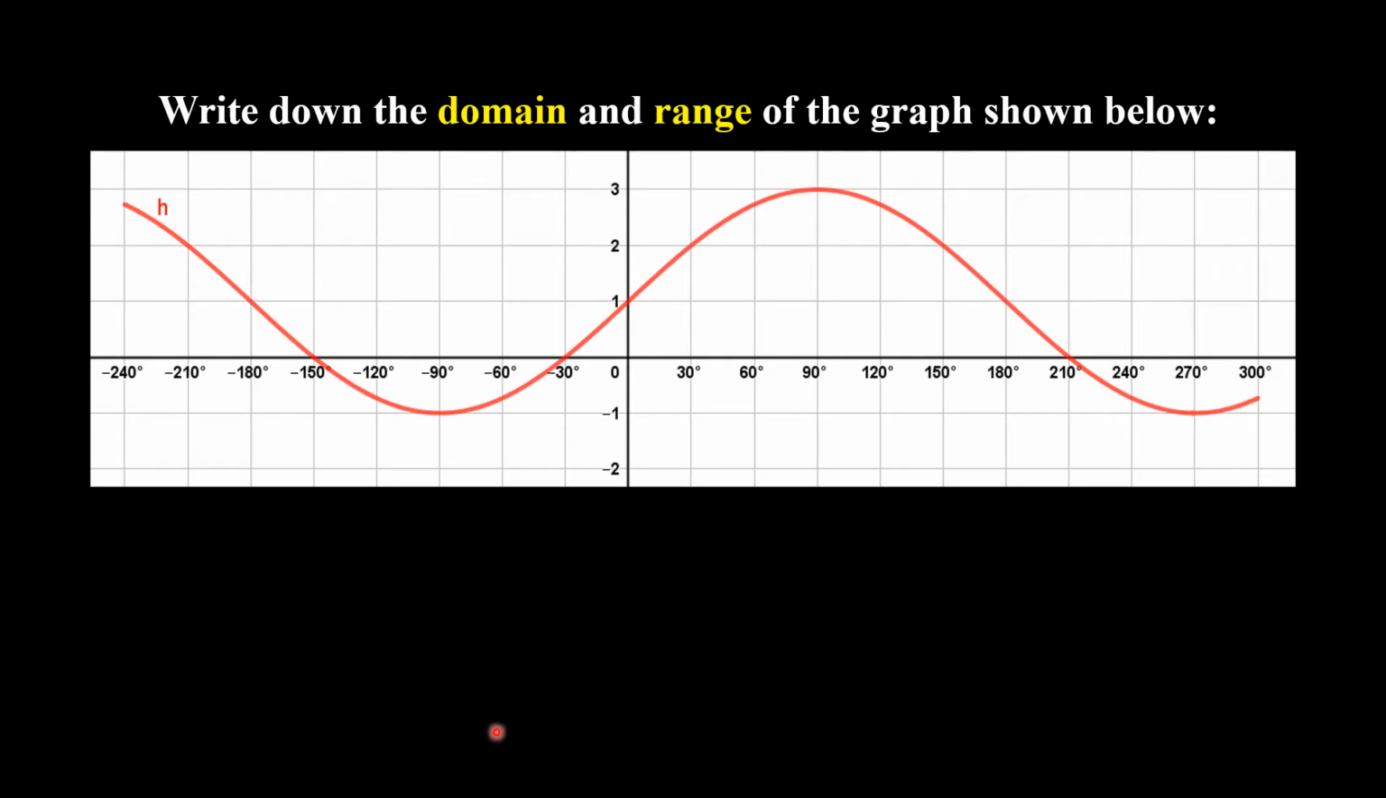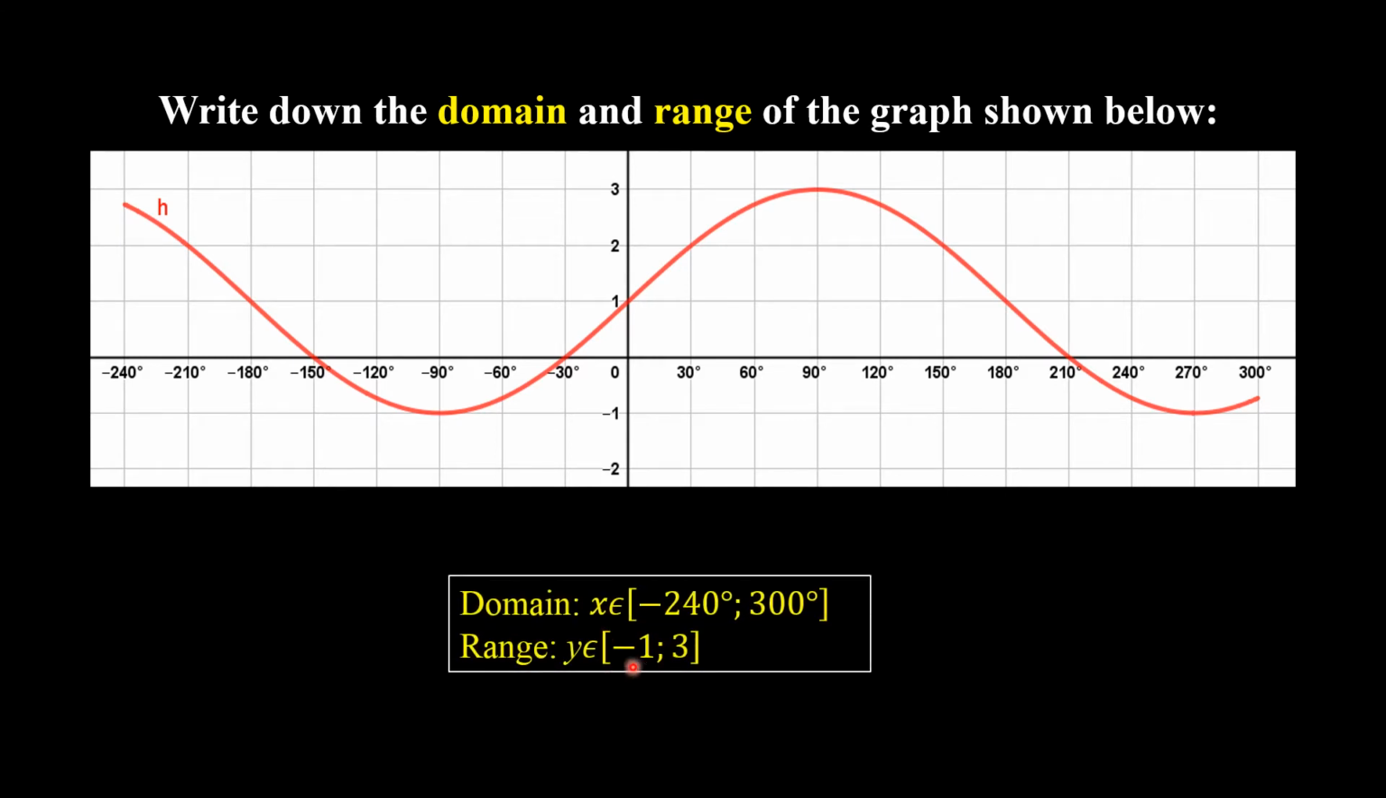Another sine graph, with domain from minus 240 to 300 in this question. We are reading the graph, and look at the range. The minimum is minus 1, up to positive 3. Y element of minus 1 to positive 3.